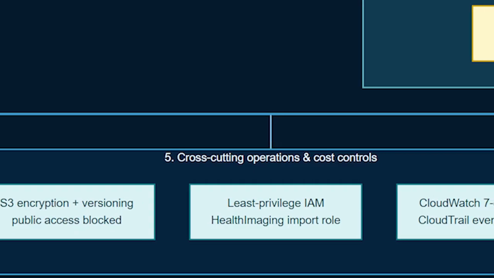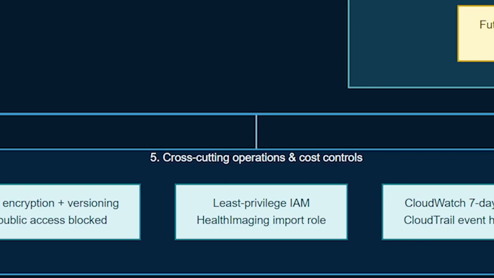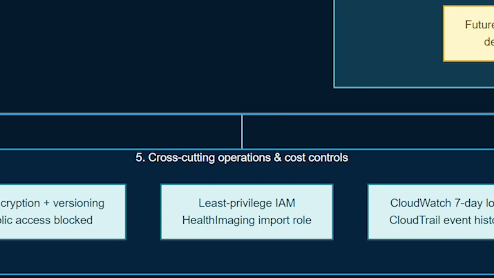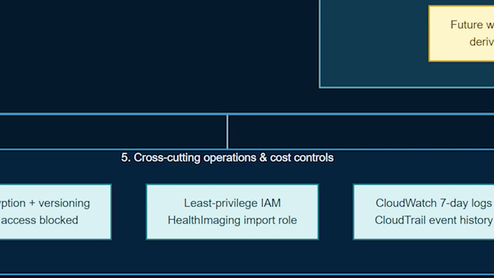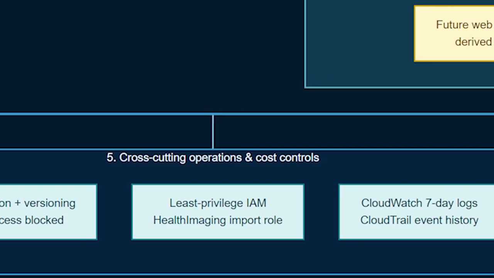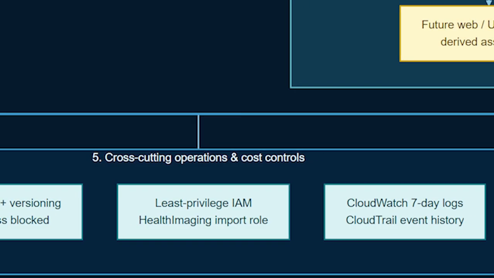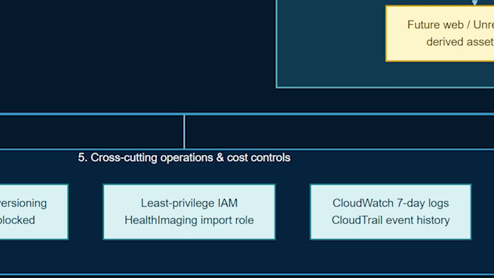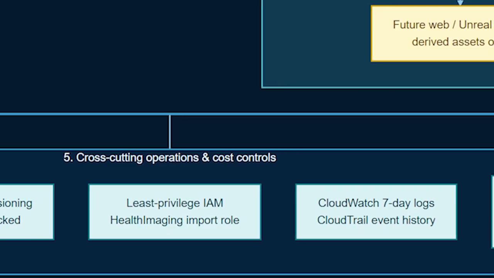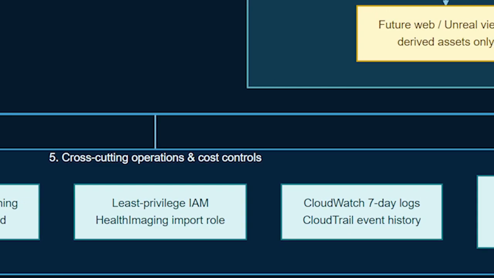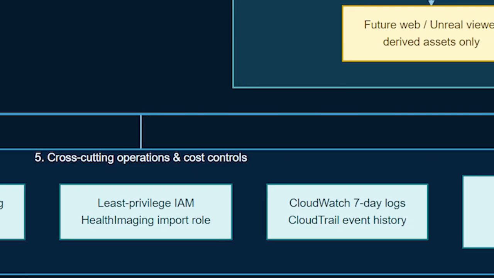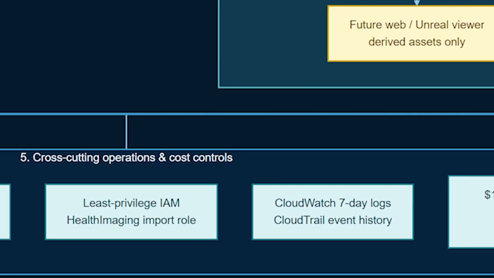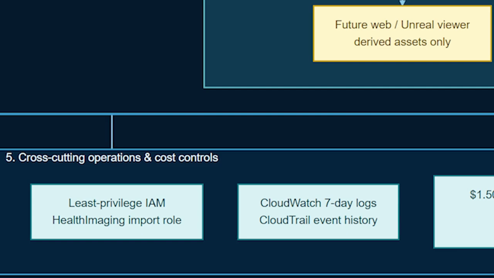CloudTrail event history. CloudTrail helps an operator see which AWS identity changed control plane resources. In production, this would be a part of a broader audit and compliance design. AWS budget. This project has a budget of $1.50 per month with an alert at 80%. The MVP avoids always-on endpoints and is designed to stay at or below roughly 5 cents per day.